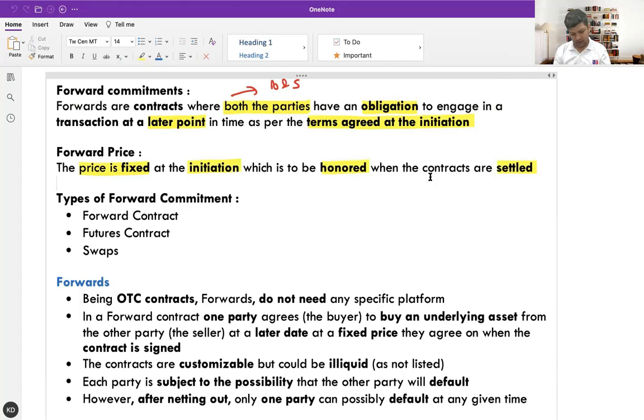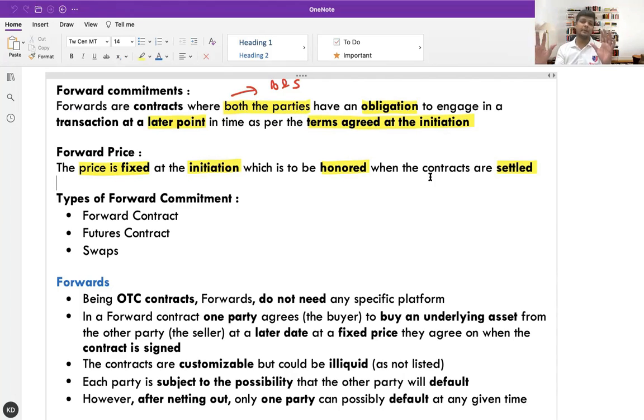Settled means when we actually exchange the cash flows, which is probably at maturity. See, in a forward, you are not going to buy or sell anything now. I generally tell people that you just book the contract now. You just book the contract.